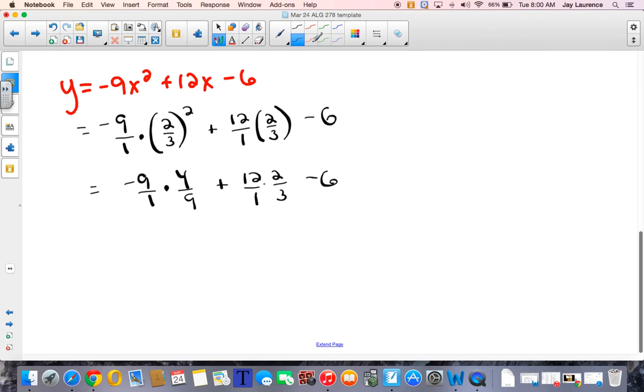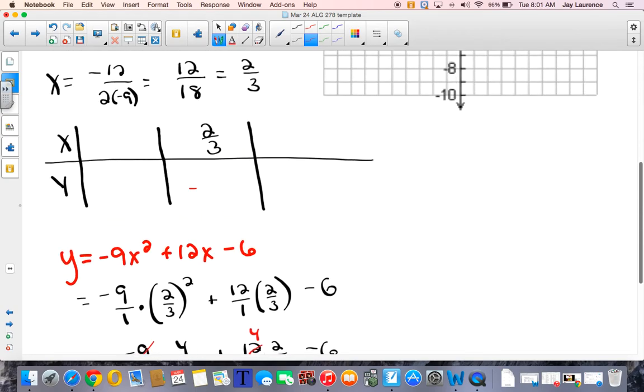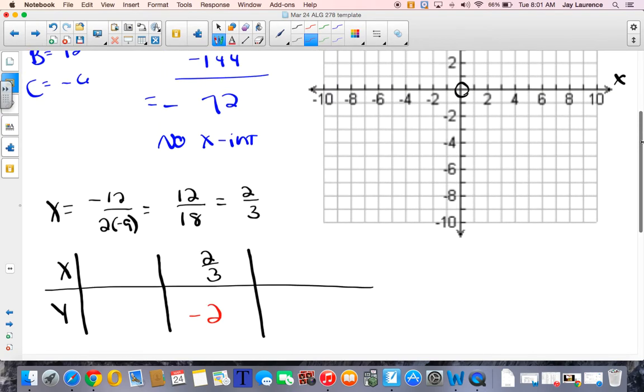And it's time for your favorite female superhero, Wonder Woman. She's going to show up, and I'm going to get -4. Here, Wonder Woman's going to show up, and I'm going to get 4. I'm going to get a +8 and a -6. And so I have negatives and positives. This must equal -2. So my vertex occurs at (2/3, -2). Notice this one's going to be below the x-axis. (2/3, -2), maybe right about there.